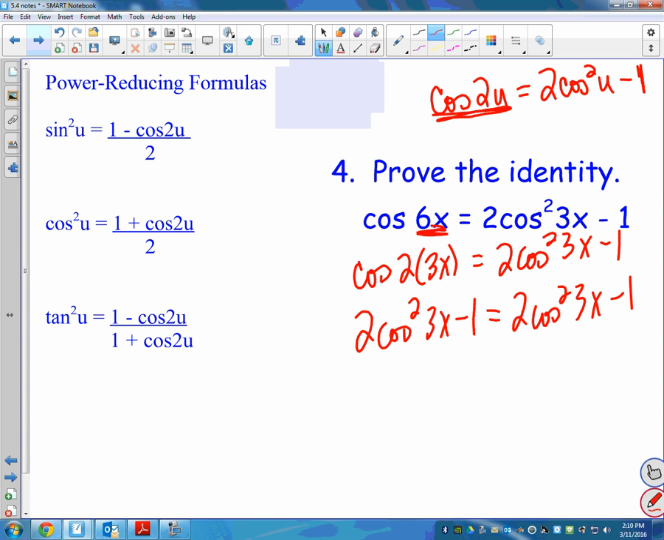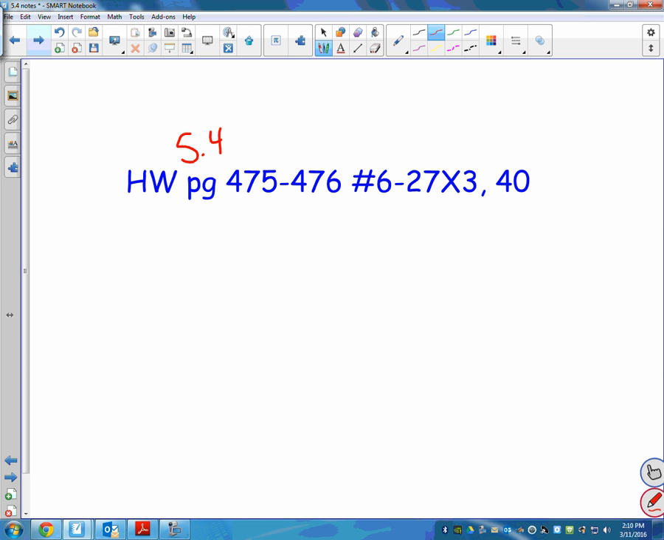A lot of your homework today is like our beginning problems, where you're solving equations, and you have to think about factoring, getting equal to 0, and solving for it. And then there's a few problems like this. So 6 through 27 multiples of 3, and then 40. We are not going to have a test before spring break, but we're going to be really close to it. Start qualifying next week.